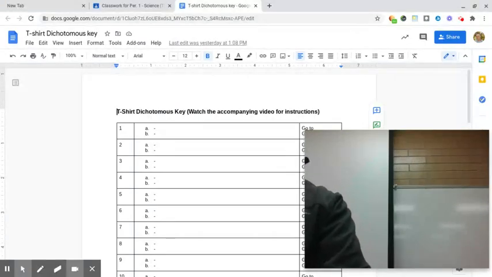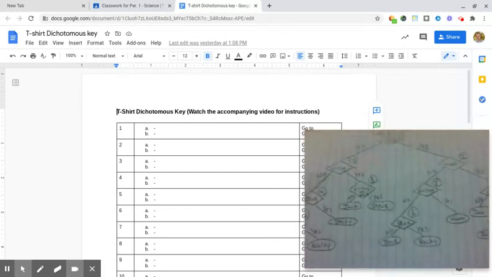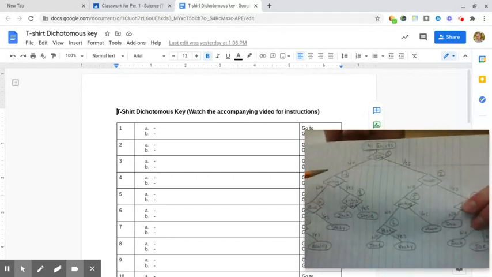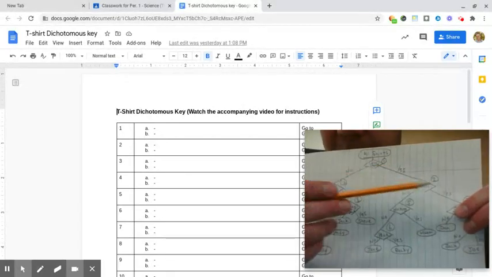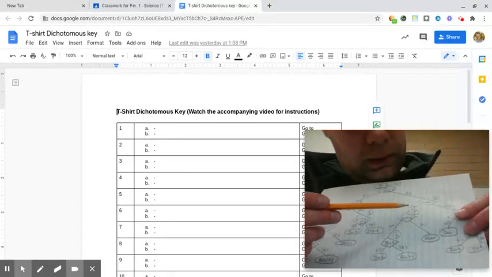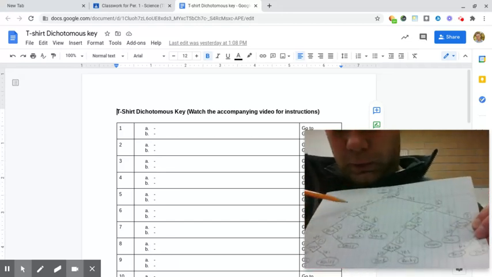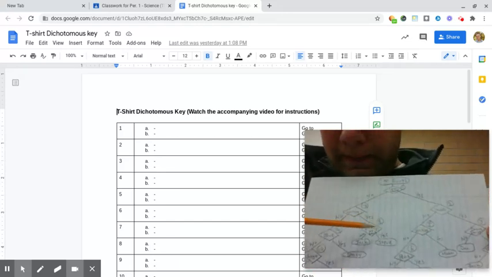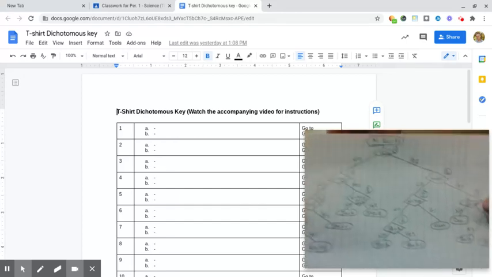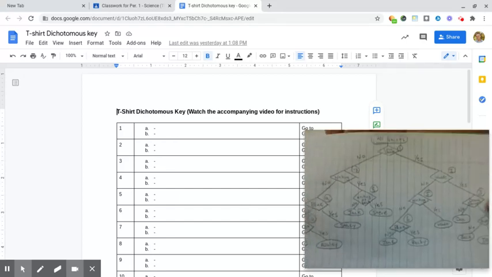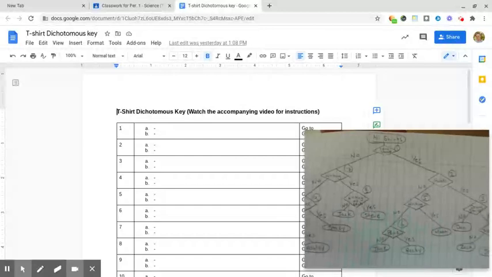The diamonds are numbered 1, 2, 3, 4, 5, 6, 7, 8, 9, 10. So I ended up with 10 diamonds. And you can see they're all numbered 1, 2, 3. And then I went 4, 5, 6. And then I jumped over here, 7, 8, 9, 10. If you want to pause it and copy how I did it, you can.